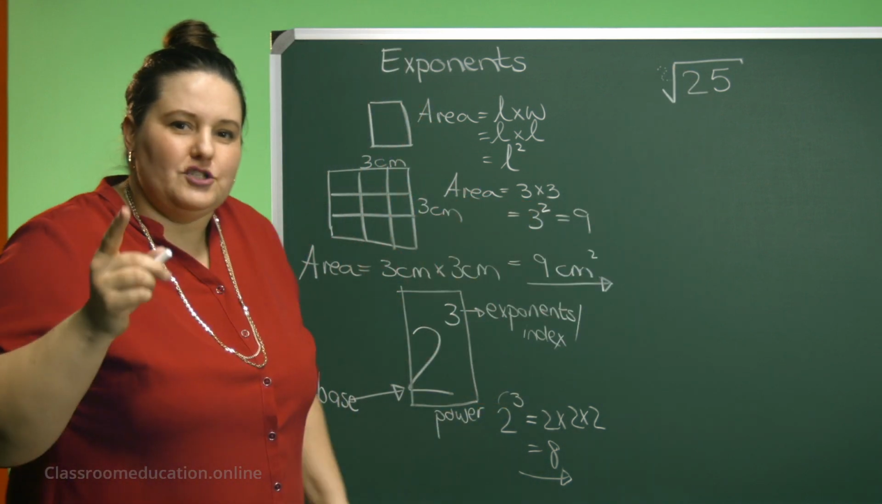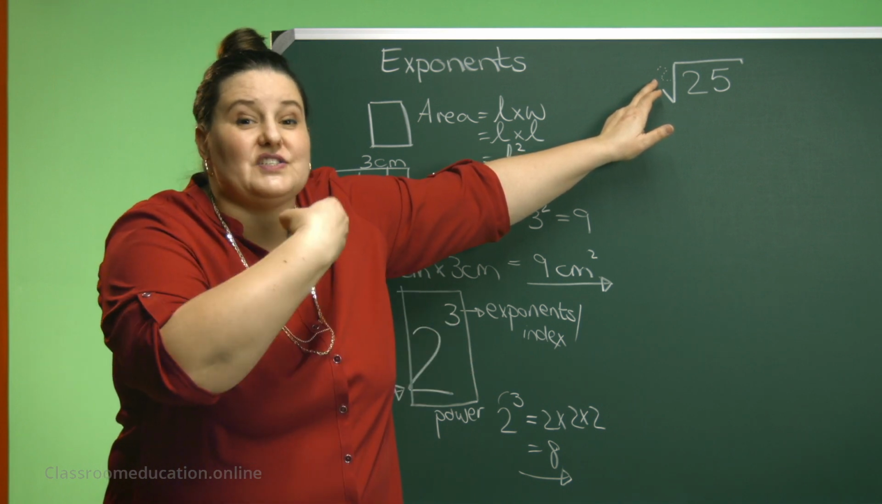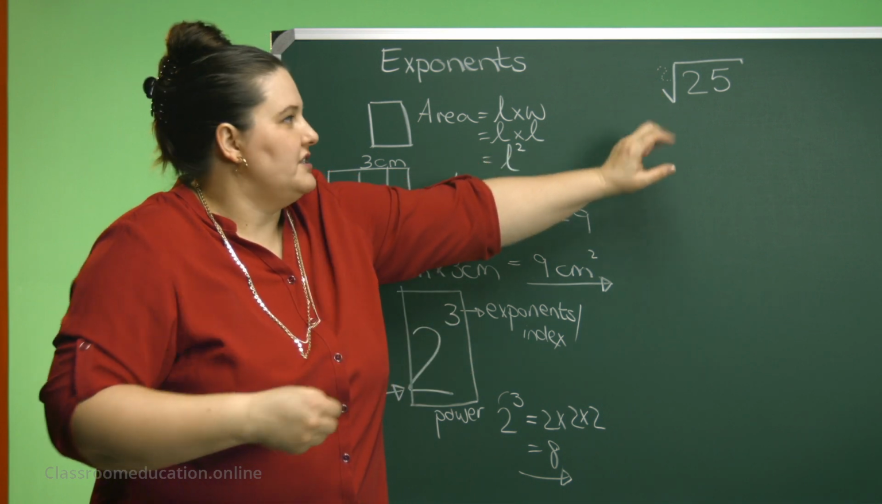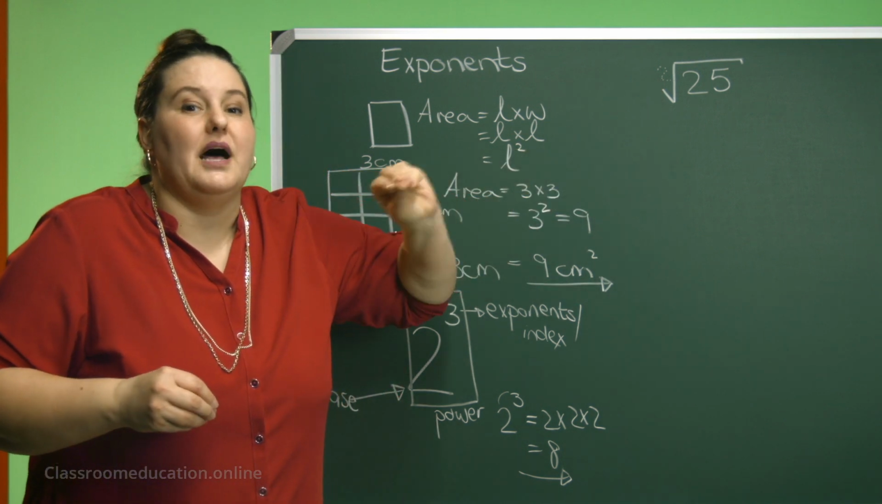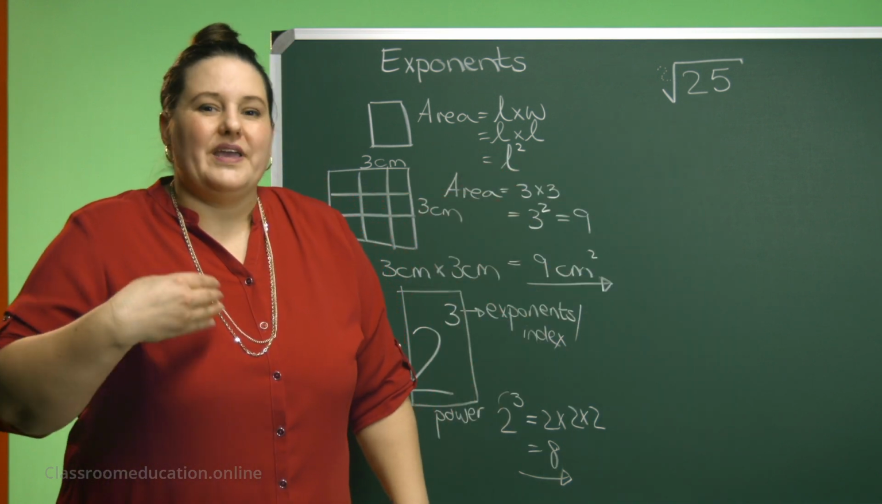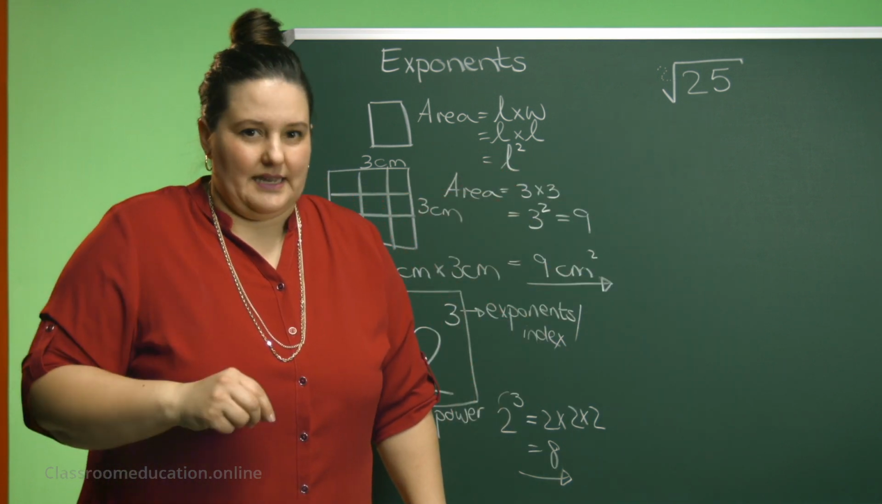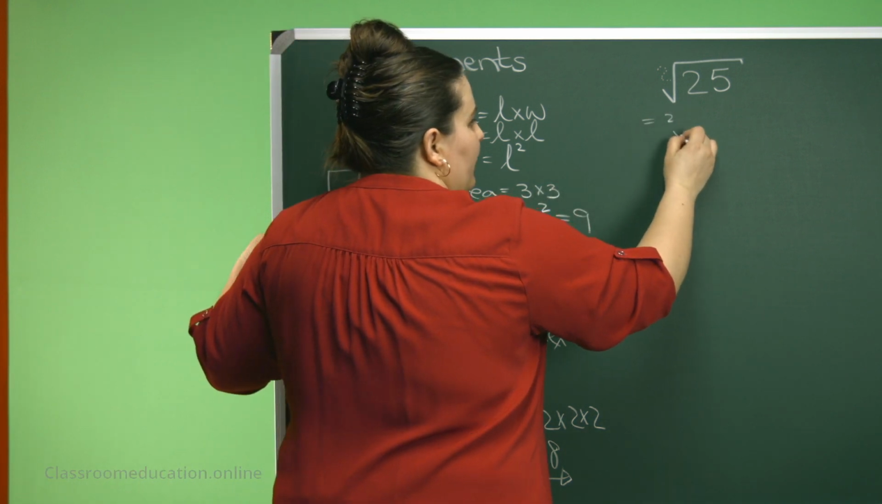And that hidden 2 means I need to multiply 2 things that are the same value. Okay, so that means 2 things of the same value that I multiply to get an answer of 25. We can also write this mathematically. We can say it's a square root.